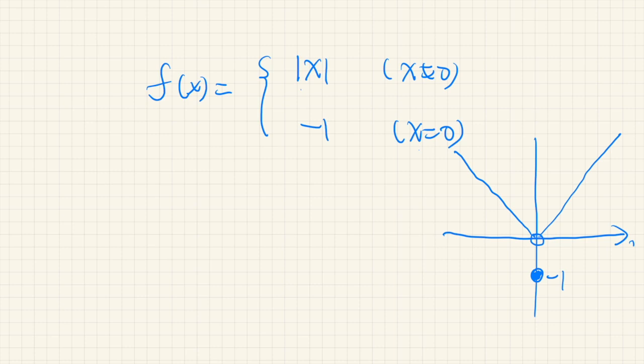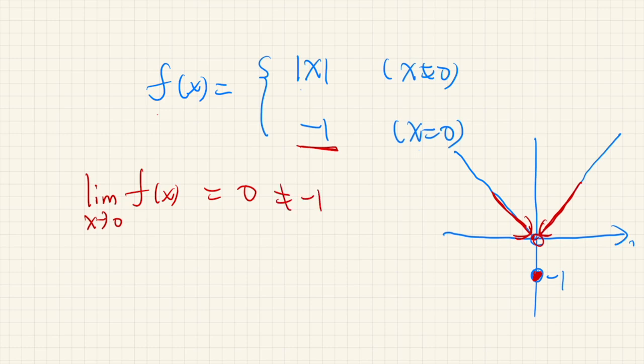It's -1. So as you can see, the limit of this function as x approaches 0 is 0, right? So limit of f of x as x goes to 0 is 0, either from the right or the left. They are all 0. But the value of f of x at x equal to 0 is -1, which is not equal to the limit. Therefore, this function is not continuous at x equal to 0. But otherwise, it is continuous.